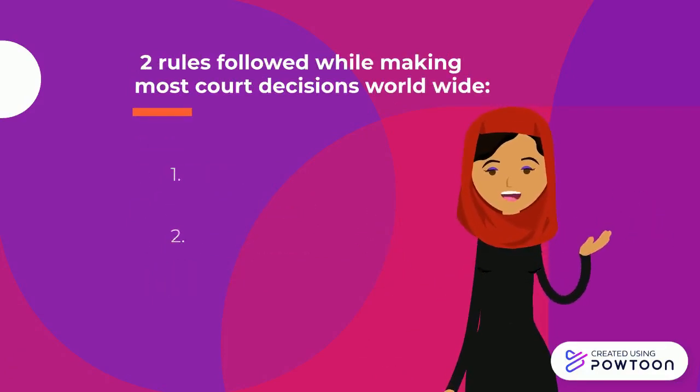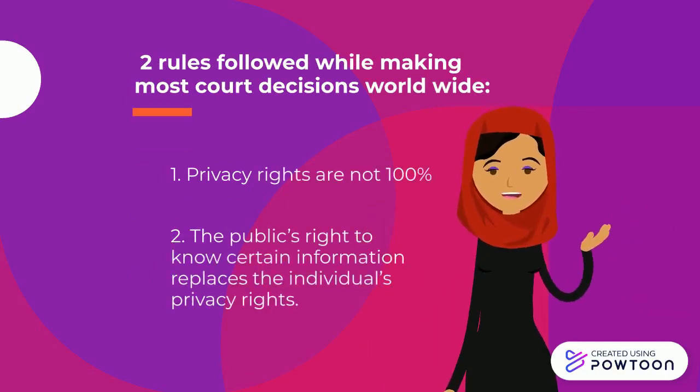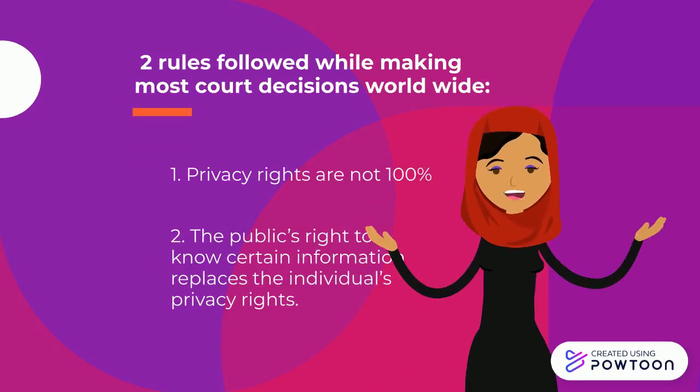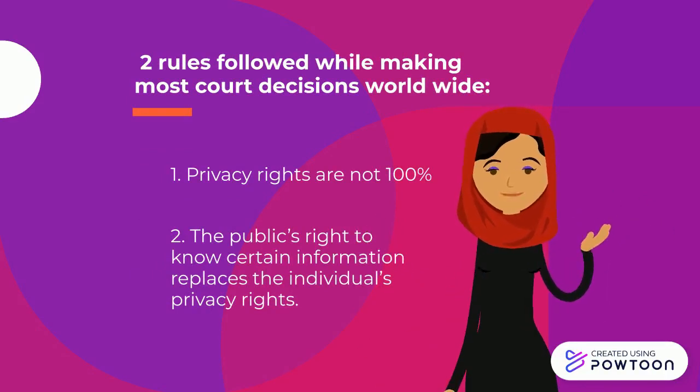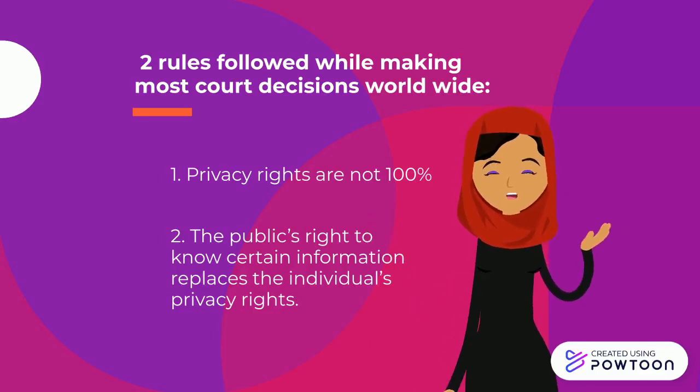There are two rules followed while making most court decisions worldwide. First, privacy rights are not 100% because some invasion of privacy is needed for the better good of society. There should be a balance between privacy and society's needs. And second, the public's right to know certain information replaces individual privacy rights.